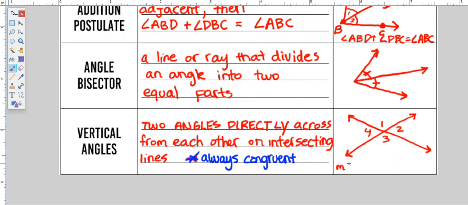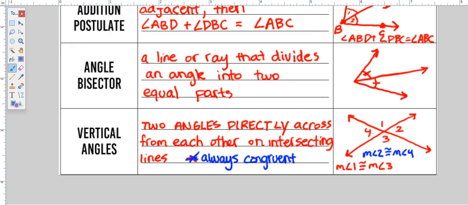So angle 1 is congruent to angle 3. And I can say the same thing about 2 and 4. Okay? If I have enough room, I'm going to try to write it right here. Angle 2, angle measure 2, is congruent to angle measure 4. Alright? They're right across from each other. So that makes them congruent to each other. They're the same.